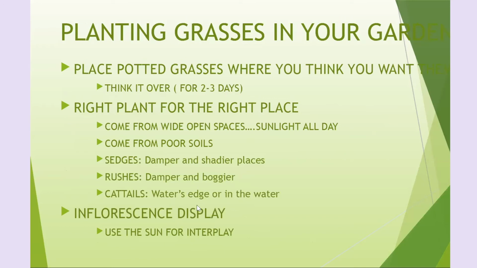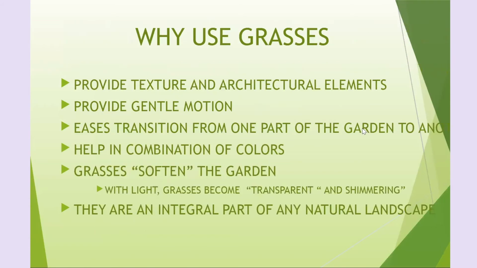Use texture and color around them by interplanting with other plants. Place the potted grasses when you buy them where you think you're going to plant them, because you might change your mind and you don't want to do all that work and then have to remove them. Right plant for the right place, you know what I mean. Most of them come from open spaces. They need all day sun. There are some that do not. You use grasses because they provide gentle motion, play with the light, and they soften your garden.